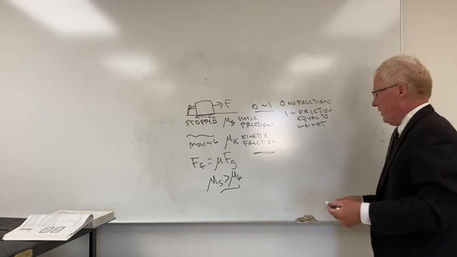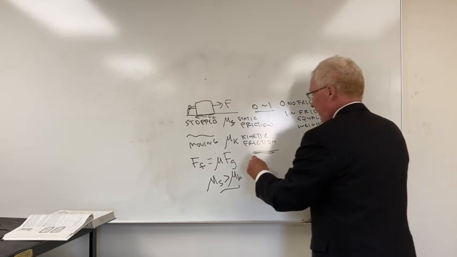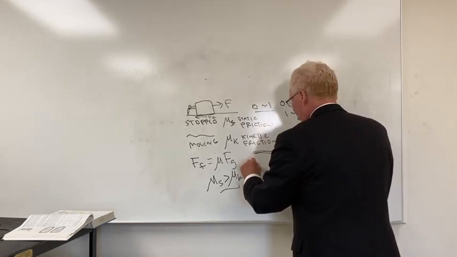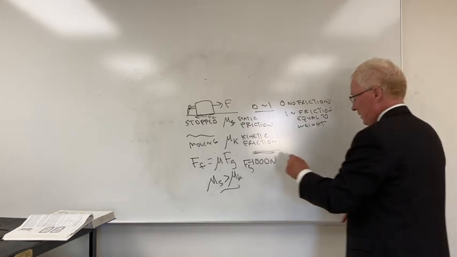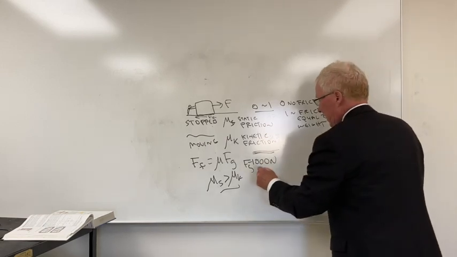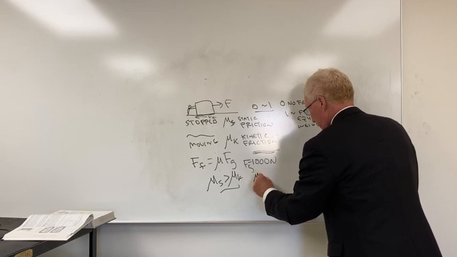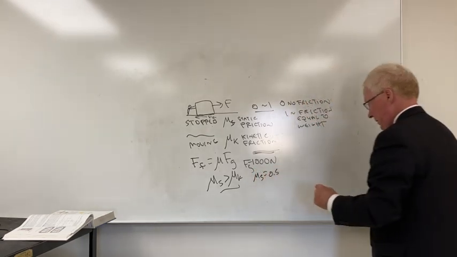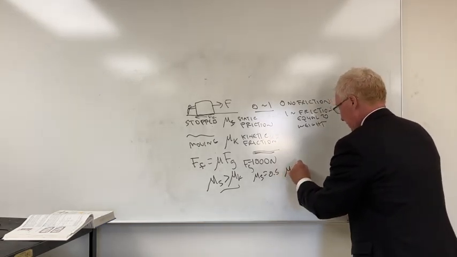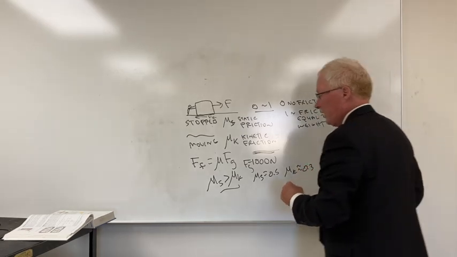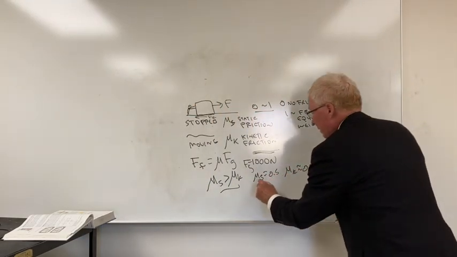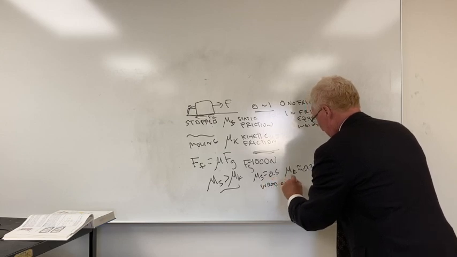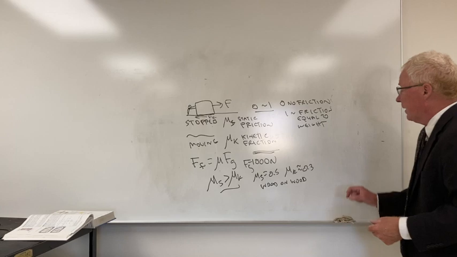So let's do one example with this. Say I have a box that weighs 1,000 newtons. So Fg is 1,000 newtons. All right, and that's a lot. It's about 100 kilograms of force. And say the mu static is 0.5, and mu kinetic, depending on the surface, is 0.3, which is not unusual. If you look in the book, wood on wood is something like this.